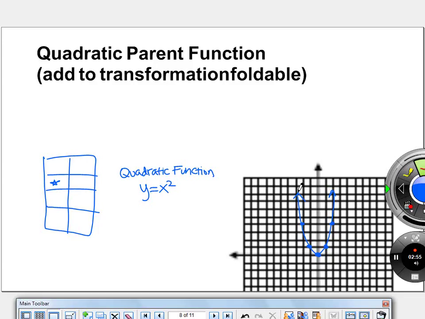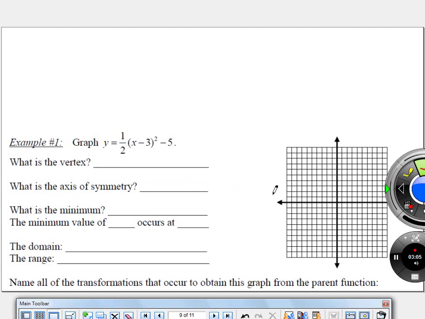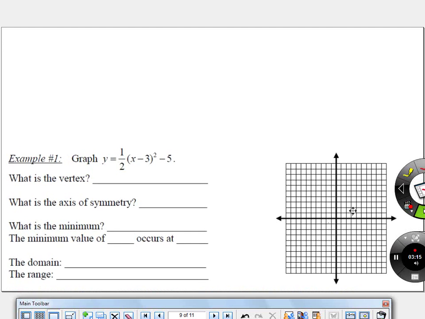If you're going to need the parent function later, like you don't remember this, some of you are really good with quadratics from Algebra 1, some of you aren't, then you can keep it out on your desk. Okay? All right, and then in the note guide, I want us to look at example 1. Sorry, let me move it down. And we're going to graph this.